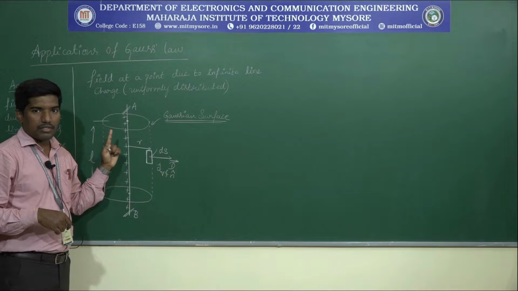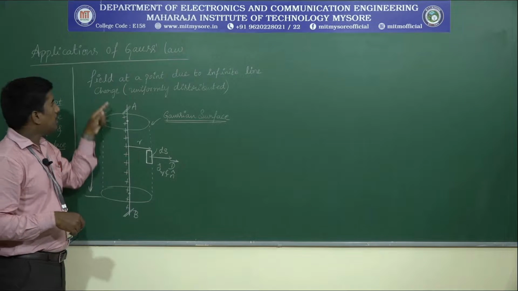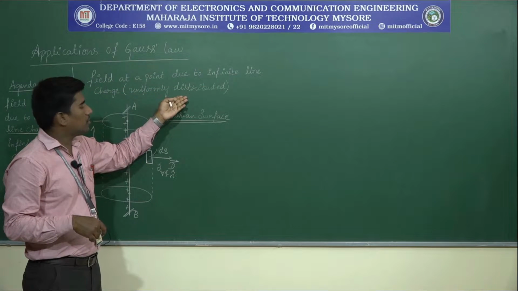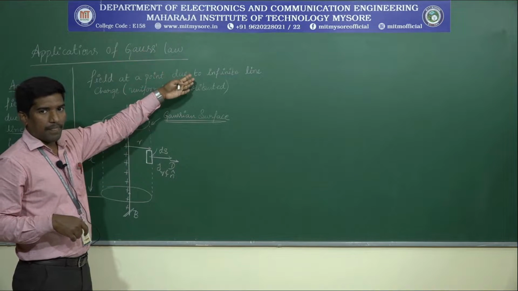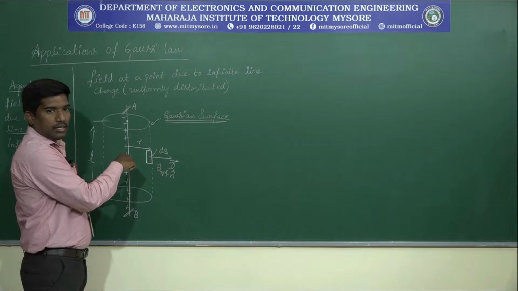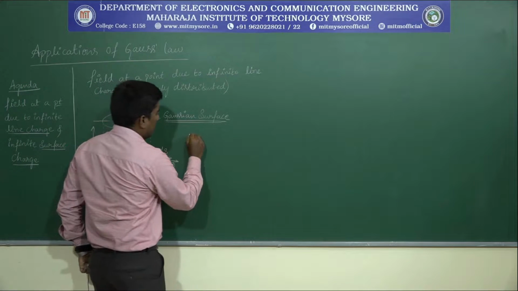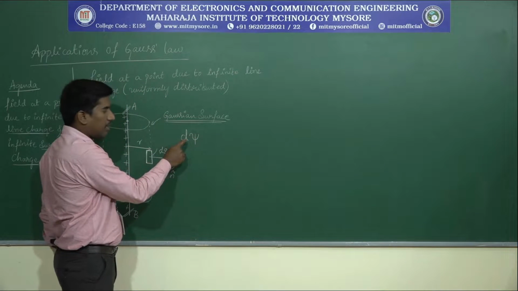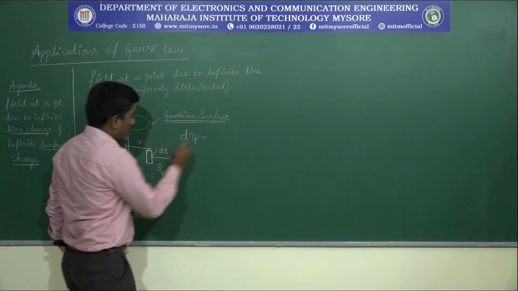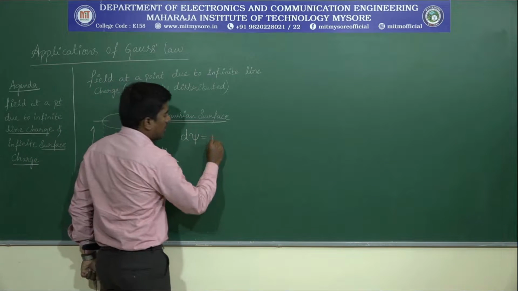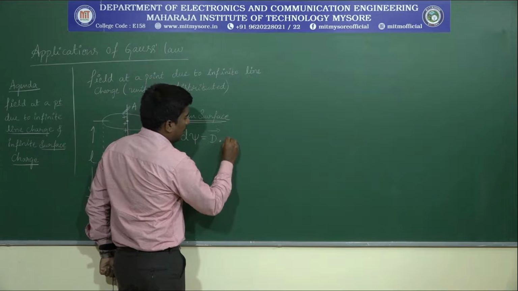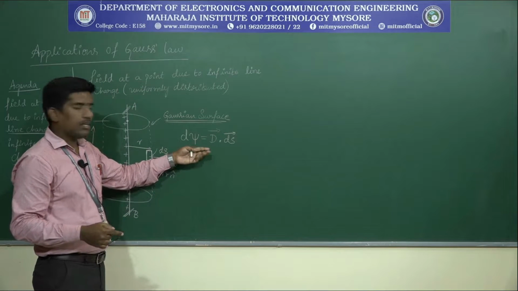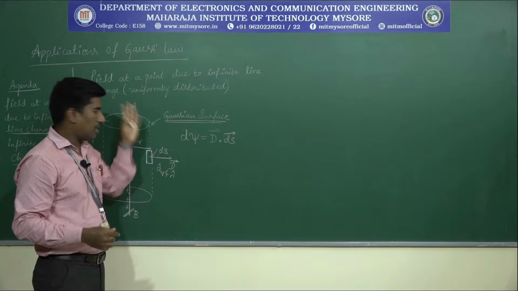This is the geometrical consideration we need to proceed with the derivation. What is the agenda of this derivation? We need to derive the equation for the field at a point due to an infinite line charge which is uniformly distributed, by using Gauss' law. The elementary electric flux due to an elementary surface area is given by d psi = D dot dS. We have seen this equation in the previous class, along with all this mathematical model in the previous two classes.